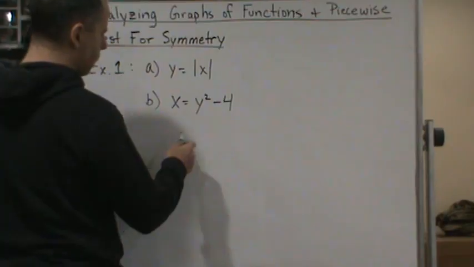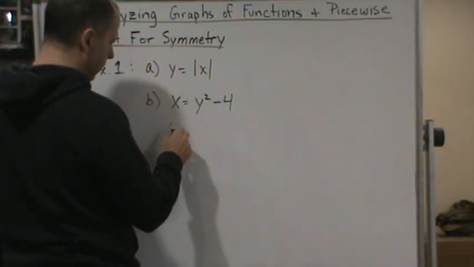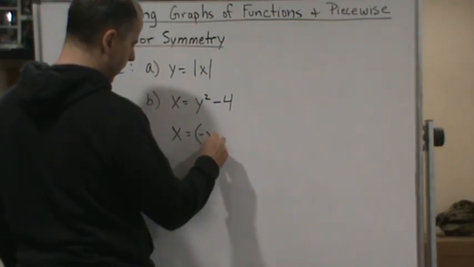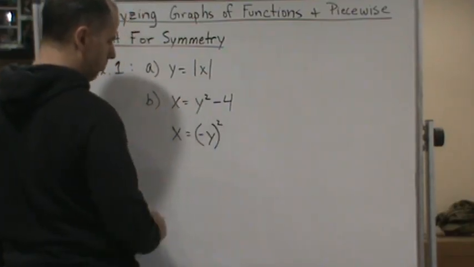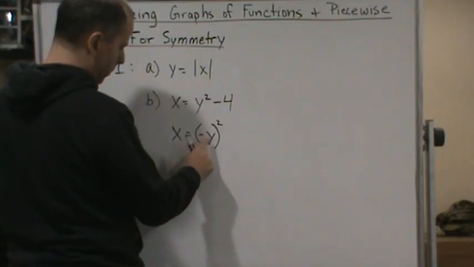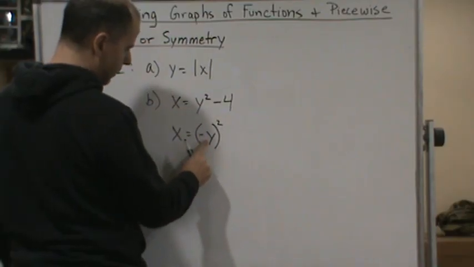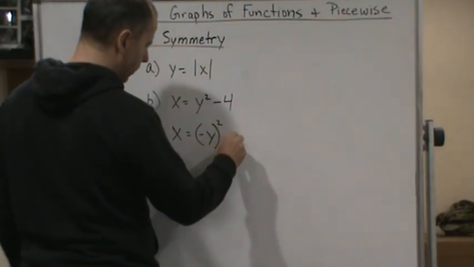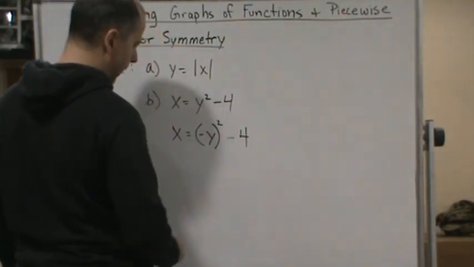Okay, now let's replace y with negative y. So that's going to give us x equals the quantity negative y, quantity squared, right? So again, remember we're taking the opposite of y, and y is inside the square, okay? So minus 4, so be careful of that.